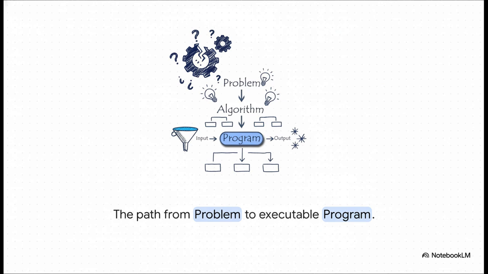To build that bridge to a machine, it's kind of like a translation pipeline. First, you take the raw problem, and you use your human logic to develop a step-by-step algorithm. Then, finally, you code that algorithm into a program. The program is what the computer actually runs. It takes an input, processes it, and spits out an output or result.